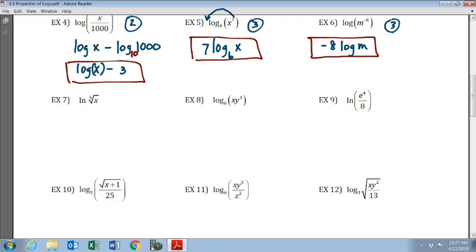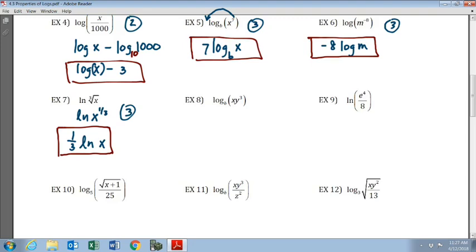Now, example 7 is similar, but it's going to take one extra step here. We have to remember that when we see a radical, we can write that using fractions as exponents. Since our root is 3 here, we can write this as x to the 1/3 power. None of our rules dealt with radicals, but we do have one that deals with powers, and so now we can use the power rule and move that 1/3 out front.